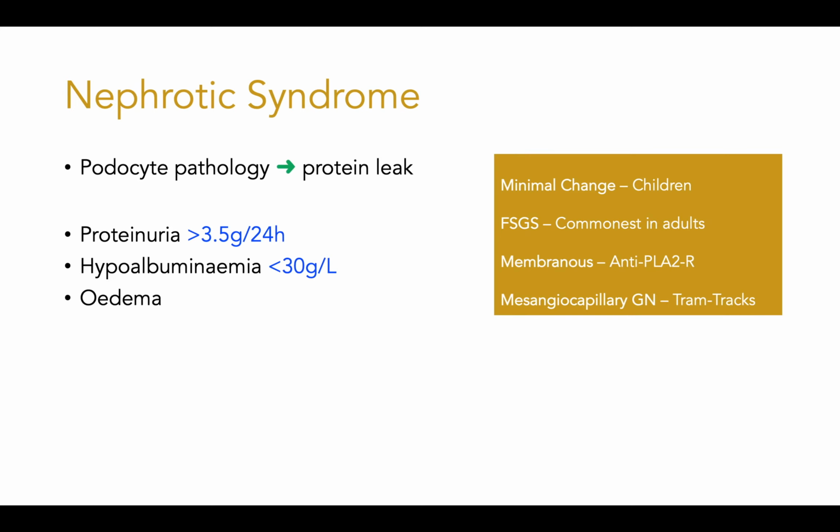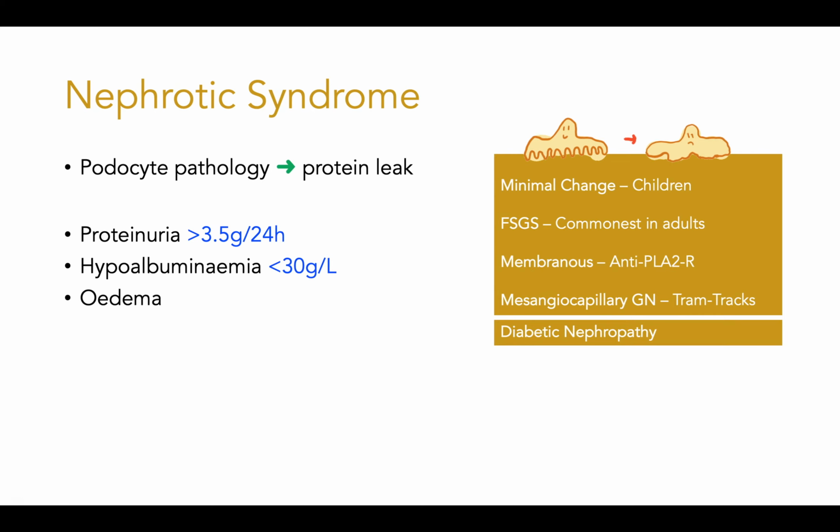All right, so that was nephrotic syndrome. So always remember that it's problems with podocytes leading to leak of proteins, and there's this classic triad of proteinuria, low albumin, and oedema. So we've talked about these most common causes. Just to add one that we didn't talk about, diabetic nephropathy gives you a pure nephrotic picture. Not much more to say about that.